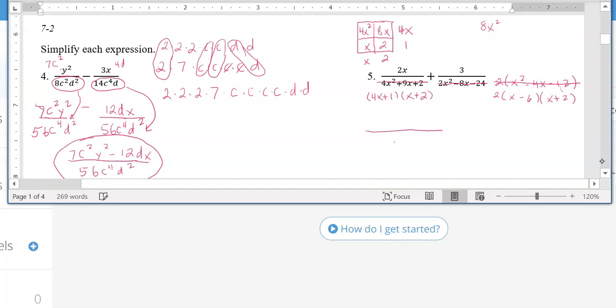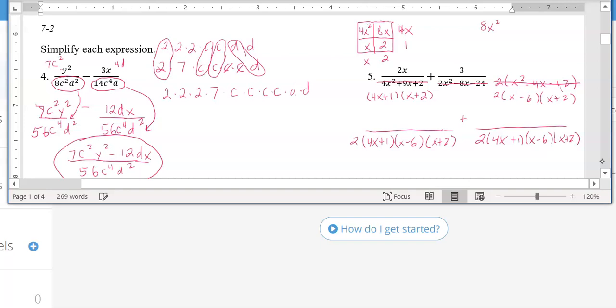I've got 2, don't forget the 2, 4x plus 1, x minus 6, and then x plus 2 is common, so I don't need to write it twice. Just like over here, when we had common factors, we just had one number to represent the match, and that's what happens over here as well. Okay, so just like we did over here, I found the LCD. I'm setting up two different fractions having the same denominator.